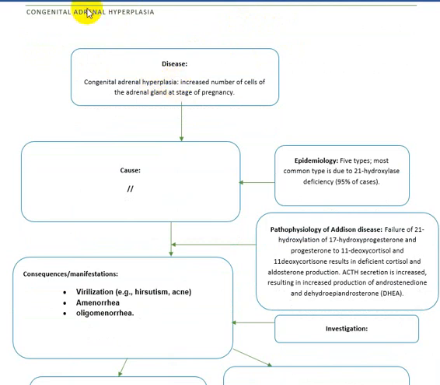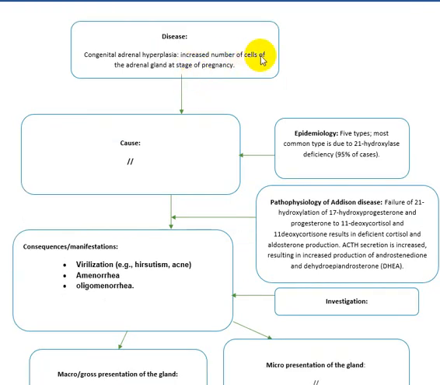Now we have congenital adrenal hyperplasia. Now the causes of hyperaldosteronism. So now we come back again to hyperaldosteronism to explain the different causes. We have congenital adrenal hyperplasia, an increased number of cells of the adrenal gland at the stage of pregnancy. So when the child is still inside the womb, you have congenital adrenal hyperplasia.